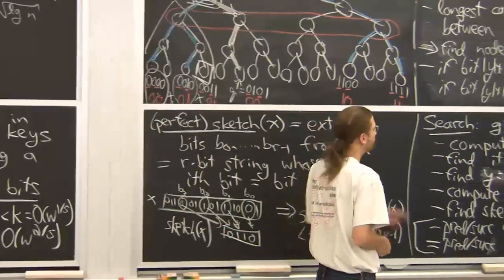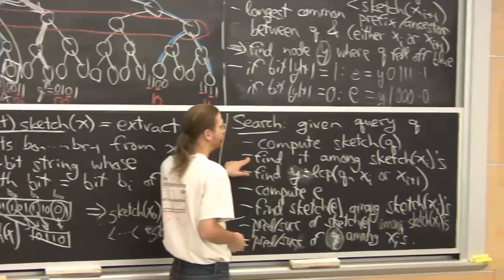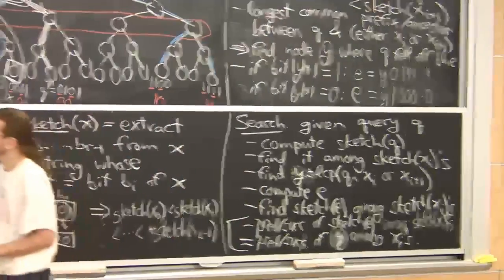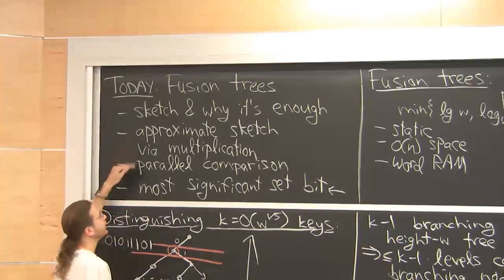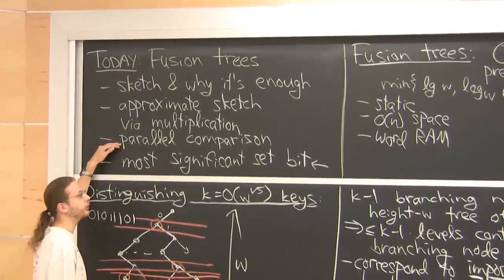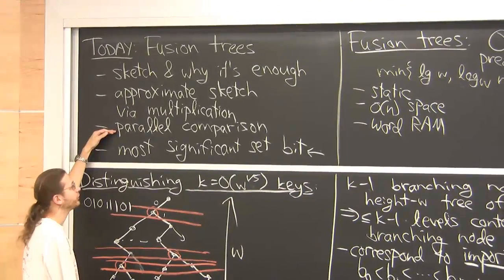Second thing is, how do we do this find? This is parallel comparison. So it's basically all the bullets up here. We have, how do we do a sketch? How do we do parallel comparison to find where one sketch fits among many sketches?